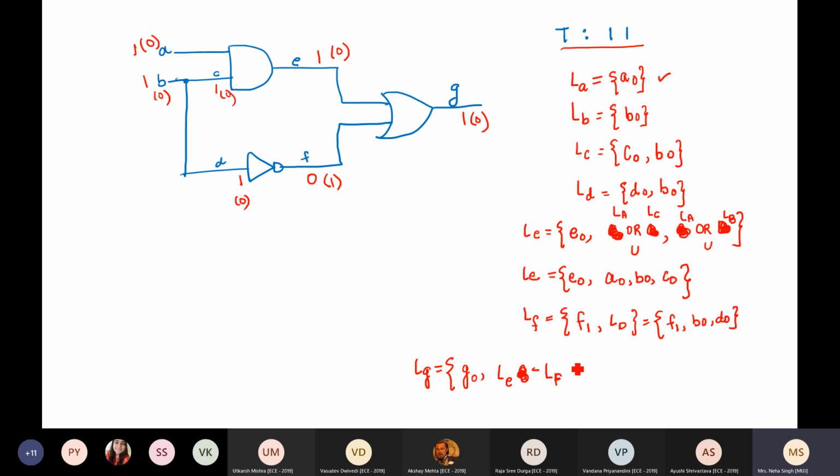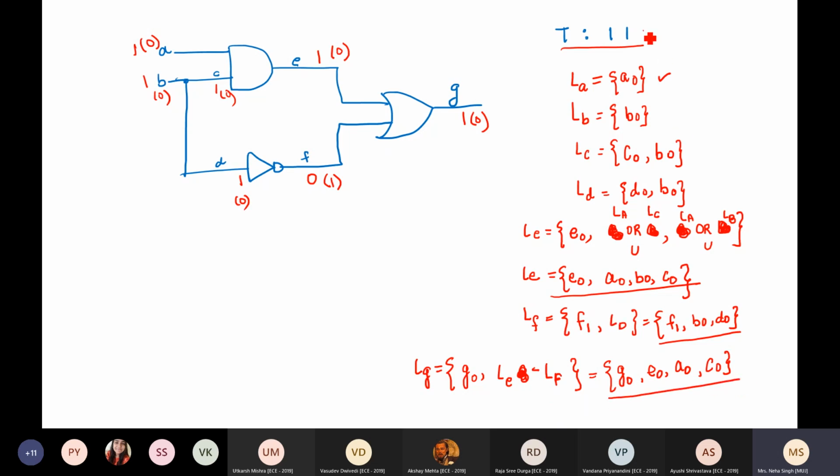ठीक? So what will be LE minus LF? LE ये रहा, LF ये रहा, इनमें से माइनस कर दो जो भी कॉमन है, that we will remove, which is B naught. So I'll remove B naught from LE. So my fault list for G becomes G naught as it is. LE में से E naught आ जाएगा, A naught आ जाएगा. B naught will not come because LE minus LF. B naught is common, so I will eliminate it. Then I will have C naught. So LG, the fault list of G contains 4 faults: G naught, E naught, A naught, and C naught.